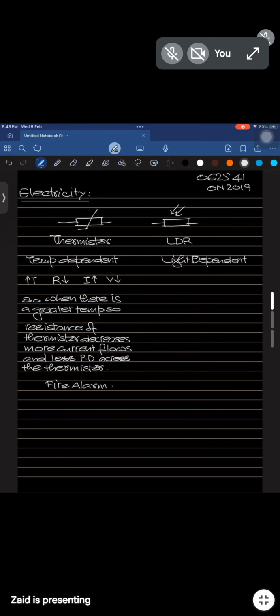For LDR, LDR is light dependent resistance. These symbols are very important. LDR depends on light, so you can have two conditions, either dark or bright. When brightness increases, the resistance will decrease, current increases, voltage decreases.